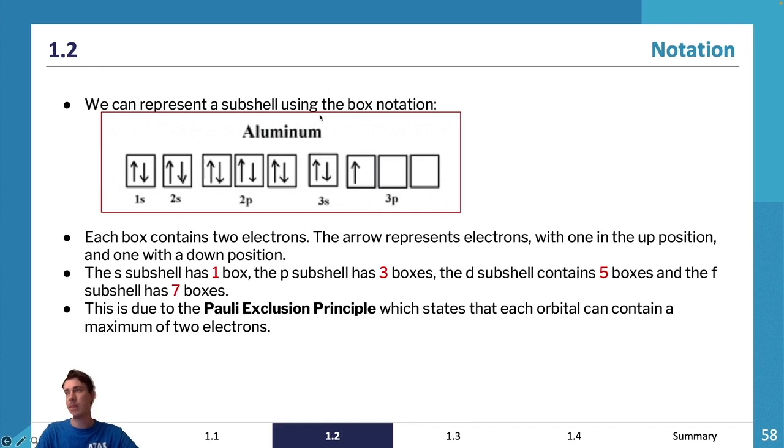So we can represent the subshell using box notation. Essentially what you have is 1s, 2s, 2p, 3s, 3p, and so forth. Each box contains 2 electrons. The arrows represent the electrons, with 1 in the up position and 1 in the down position. The S subshell has 1 box. The P subshell has 3 boxes. The D subshell has 5 boxes and the F has 7. This is due to a principle which states that each orbital can contain a maximum of 2 electrons. It's also because electrons like to pair up. It's something you will learn as you go through chemistry, but electrons pair up with each other.